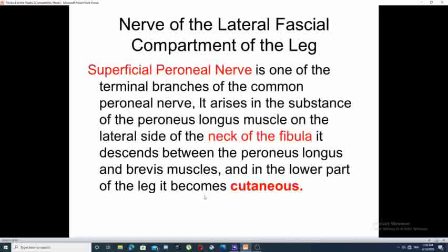Nerve of the lateral fascial compartment of the leg is the superficial peroneal nerve, which is one of the terminal branches of the common peroneal nerve, and it arises in the substance of the peroneus longus muscle on the lateral side of the neck of the fibula. It descends between the peroneus longus and peroneus brevis muscles, and in the lower part of the leg it becomes a cutaneous nerve or sensory nerve.